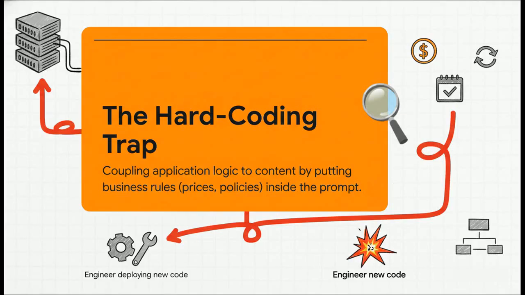So what is the hard coding trap? Let's break it down. It's when you treat your prompt like it's a config file for your entire business. You start putting things in there like prices, refund policies, or specific promotion dates, things that change. This couples your application logic directly to your content, which means every single time a policy changes, an engineer has to go in and deploy new code. You can see how that's a recipe for disaster.